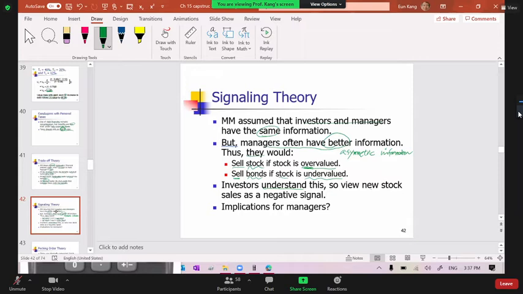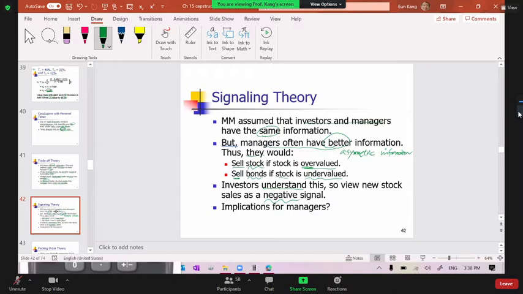So investors view new stock sales as a negative signal. We talked about that, right? If the company's project is really good, they don't want to share the profit with others, so in that case they just issue bonds. And as we have just seen, when the economy is good, borrowing money is good because it amplifies the return. So if they expect a good project, good return, good profit, then they don't want to share that. They just borrow money rather than issue stock.